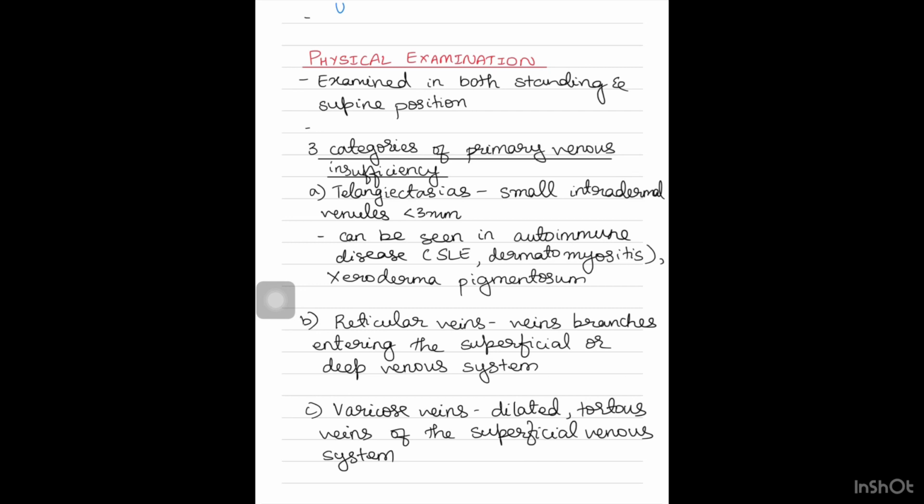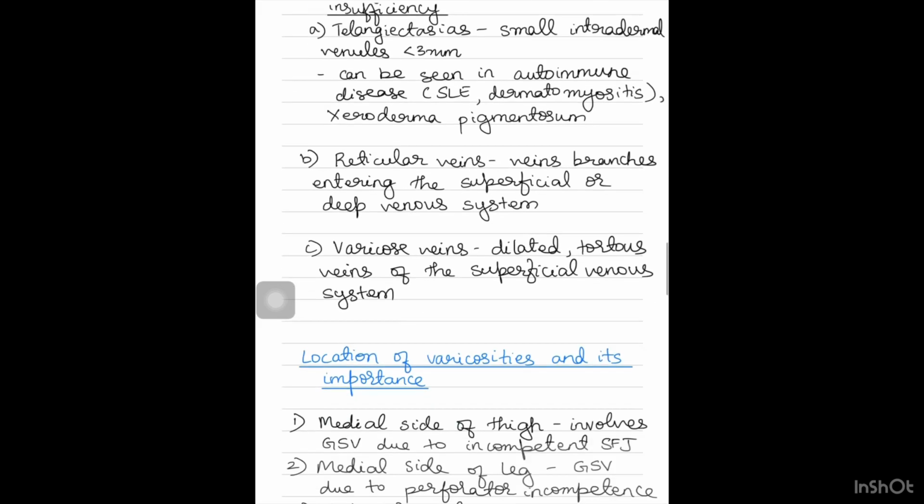Telangiectasias: these are small intradermal venules measuring less than 3 millimeters, and this can also be seen in autoimmune disorders such as SLE and dermatomyositis, and also in xeroderma pigmentosum, which is a DNA repair defect resulting in skin cancers. Reticular veins: these are vein branches communicating with the superficial and deep venous system. Varicose veins: these are nothing but the dilated, tortuous veins of the superficial venous system.